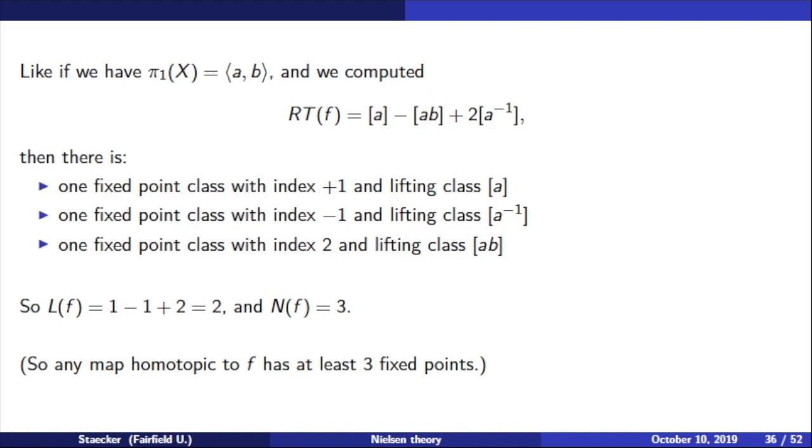Is the Lefschetz number always less than the Nielsen number? Not necessarily. Because the coefficients here could be, like, there could be a coefficient of 100 in front of the A. Then the Lefschetz number would be 100, but the Nielsen number is still only 3. The Nielsen number is just how many terms you get in the sum, which is 3 here. Yeah, the Lefschetz number could be much bigger or much less.